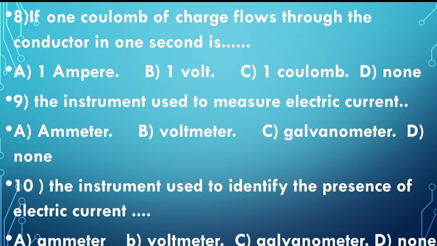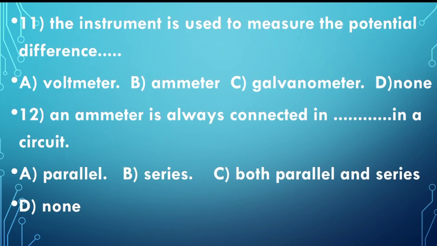Children, I'll explain the difference between these two questions. The device which measures the electric current is the ammeter. The device which identifies the presence of electric current is the galvanometer. So try to understand these two points, presence as well as measures. Measures means ammeter. The presence of electric current means galvanometer. Okay, now we'll move on to the next question, the 11th one.